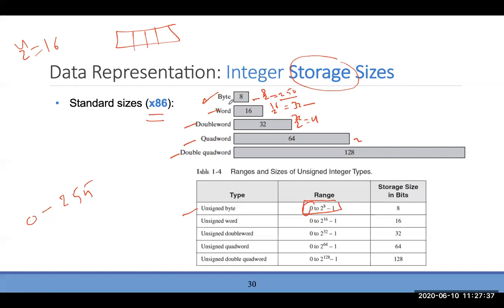It starts from 8 bits, which is a byte. This is a half byte. It used to be there back in the days, but no more.